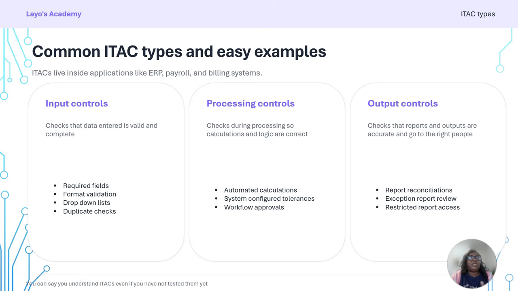Input controls: check that data entered is valid and complete, required fields, format validation, drop down list, duplicate checks. And then for processing controls: checks during processing, so calculations and logics are correct, automated calculations, system configure tolerances, or workflow approvals like I just explained. And then output controls: checks that reports and outputs are accurate and they go to the right people. Okay, report reconciliations, exception report review, or restricted report access. These are all very simple examples of ITACs.